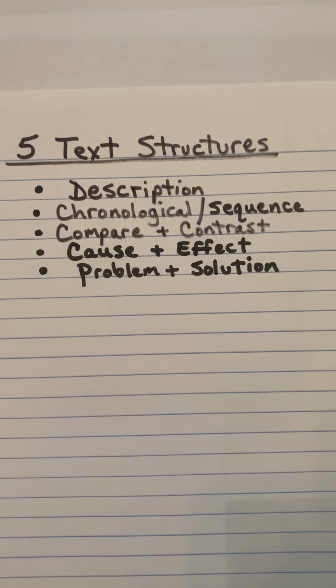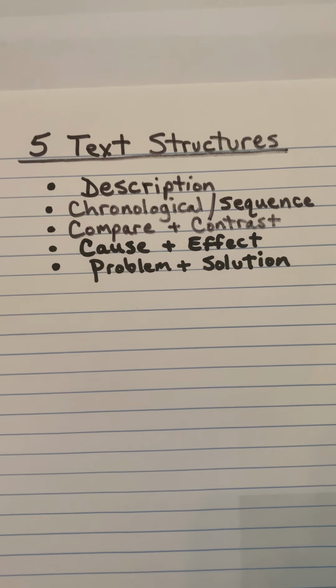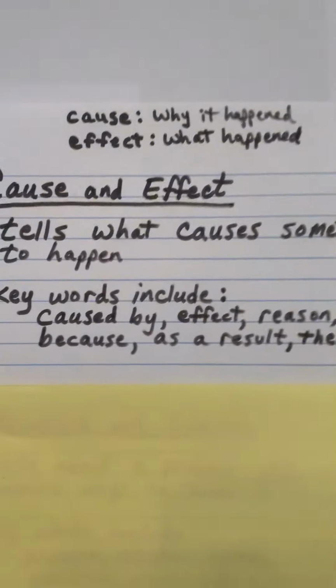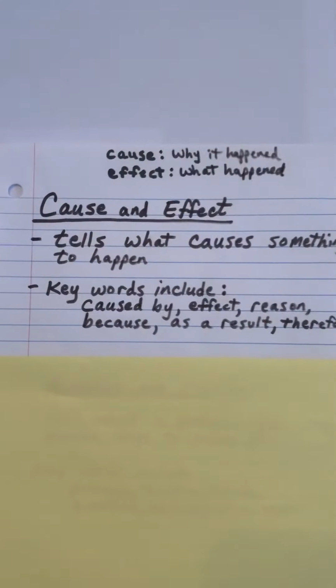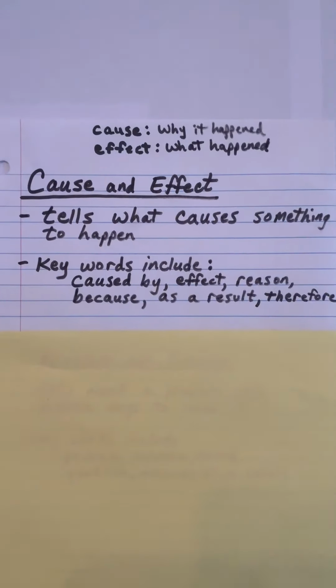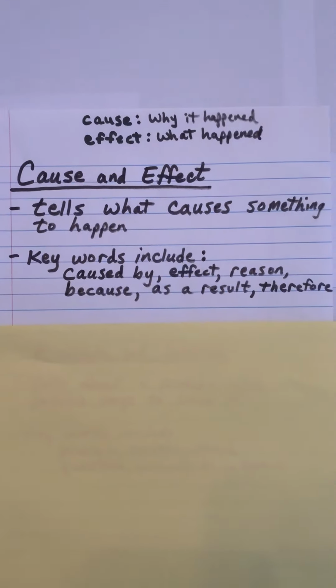Today I'm just going to focus on the last 2 of our list, cause and effect and problem and solution. So let's get started with cause and effect. A cause and effect text tells what causes something else to happen. A cause would be why it happened and the effect would be what happened.